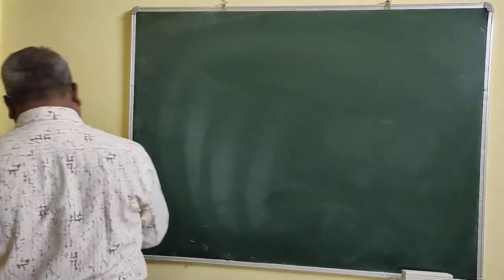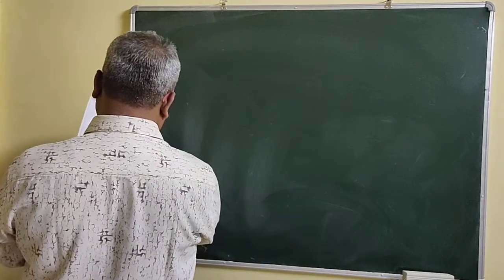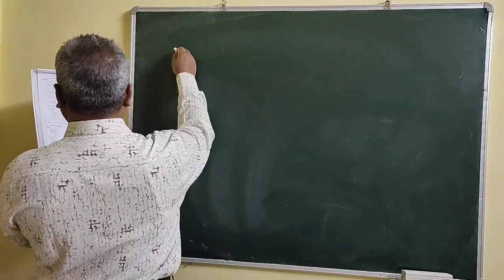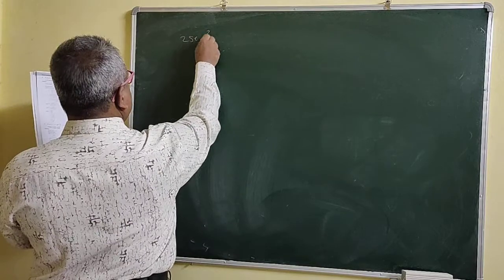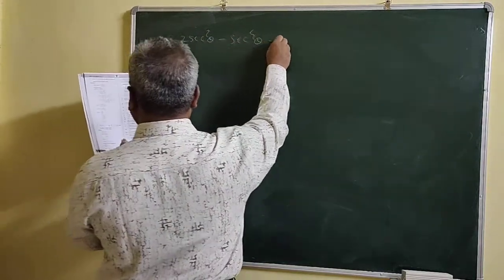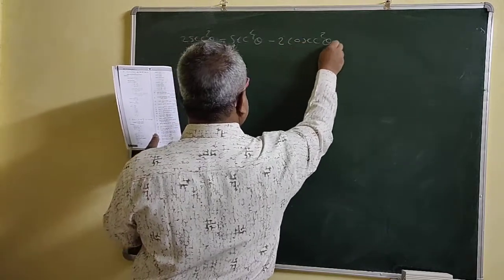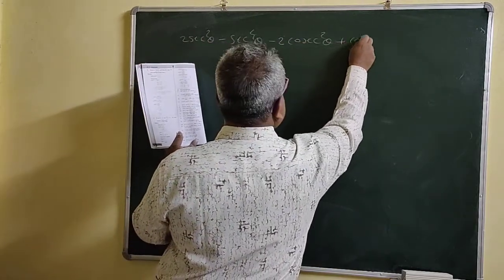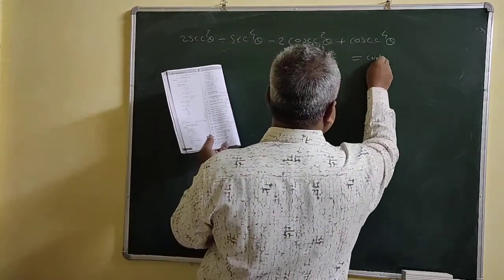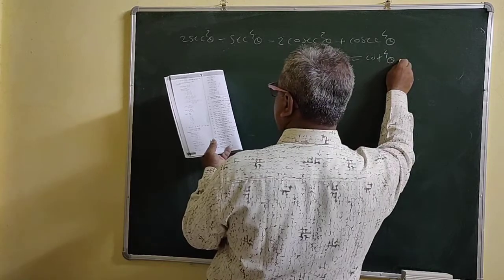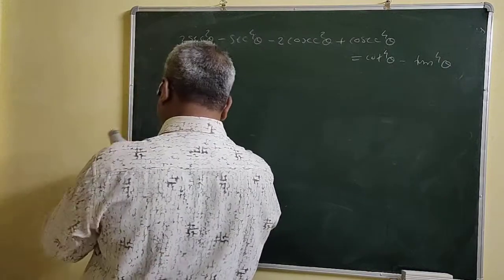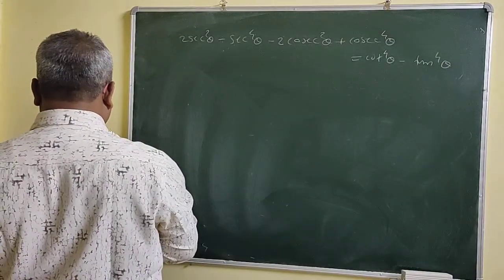Next, prove that 2 sec square theta minus sec to the power 4 theta minus 2 cosec square theta plus cosec to the power 4 theta is equal to cot to the power 4 theta minus tan to the power 4 theta.